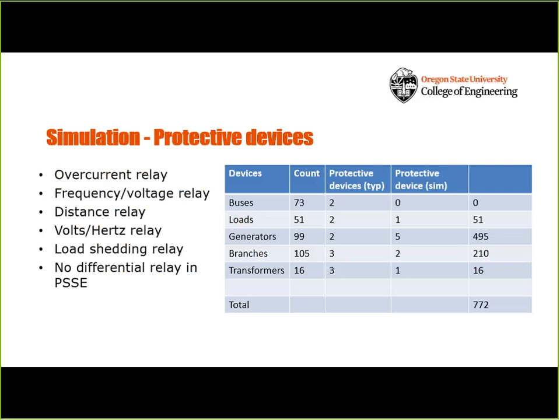Primarily BPA uses overcurrent relays, frequency, voltage, distance, volt-VAR, and load shedding. One of the things that we don't like is there's no differential relay, which is a huge protection point in most systems. So that third column, protected devices typical, is what BPA is typically going to use on their system. However, in PSSE, that fourth column, protected devices sim, is how many devices we have in our simulation right now. In total, just for a 104 branch, 73 bus system, there are 772 devices.